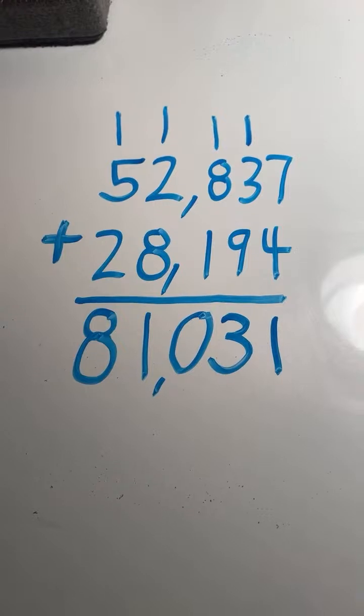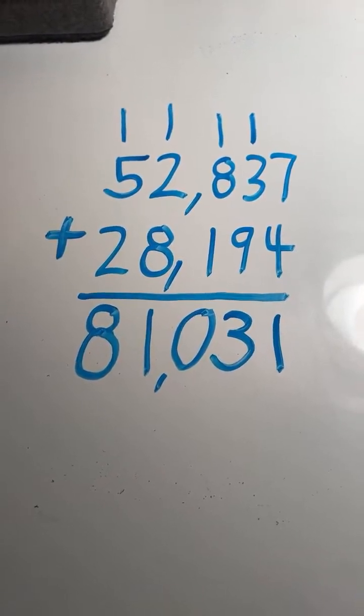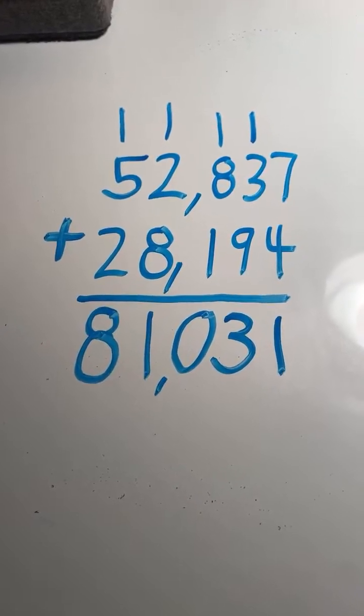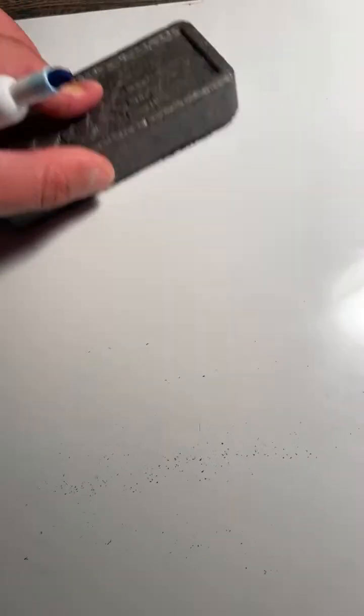And we have our final answer, 52,837 plus 28,194 equals 81,031. All right, moving on to example number 3. All right, next example problem.